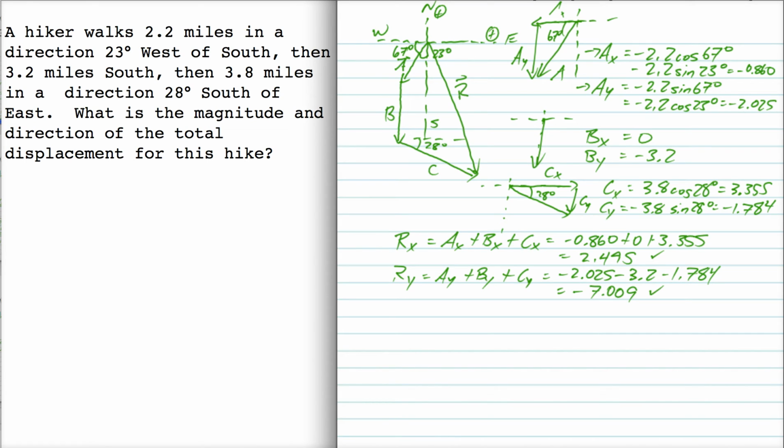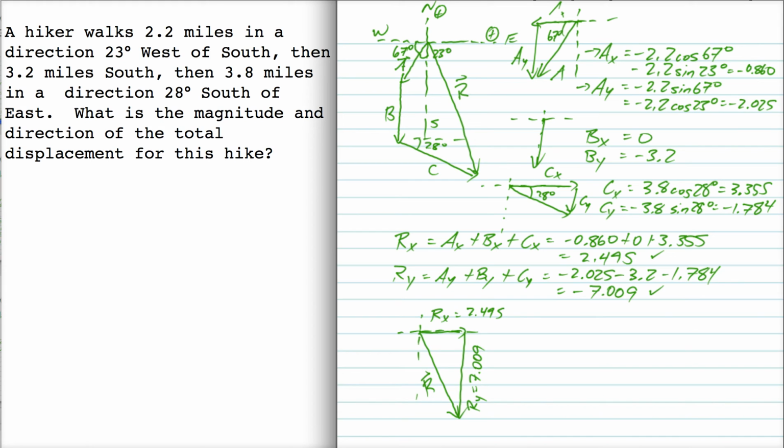Now the last step is to recombine my resultant. Again, if you haven't already done this, this is a good chance to pause the video and practice on your own recombining two components into a resultant vector, and then you can check your solution with me. So to recombine, I'm going to draw a triangle here with an x component, Rx, of 2.495, and a y component that is 7.009. And then here's my resultant.